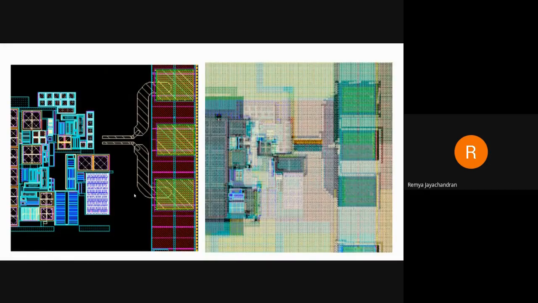So this is the picturization. You can see before dummy fill, it looks like this, and you can see the vacant spaces there. And after dummy fill, you can see that all the metal layers are filled, so that you will get an equal percentage of all the metal layers. That ensures more reliability of this IC.